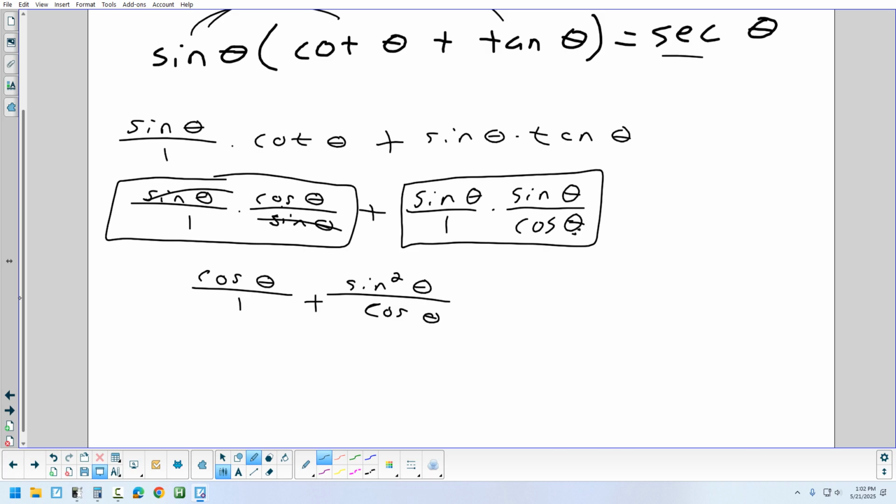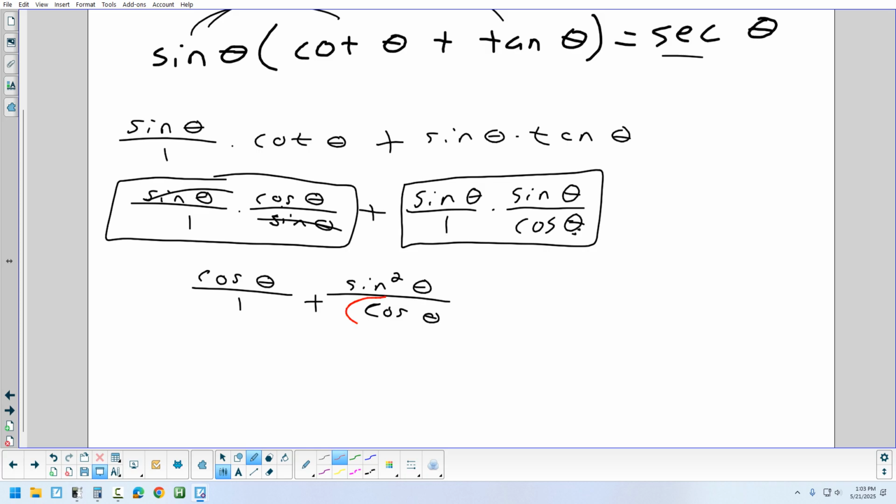What's the denominator of the first one? 1. And how about the second one? Cosine. Can we add them together the way they are? No. What do you need to add fractions? Common denominator. So we have to find a common denominator, and that's something we did on Monday too. The common denominator is always the product of the two, so 1 times cosine, or cosine.